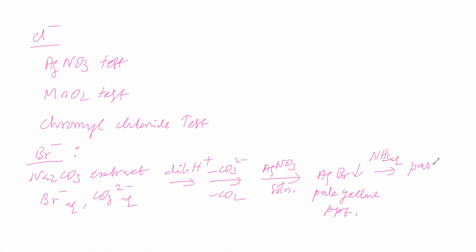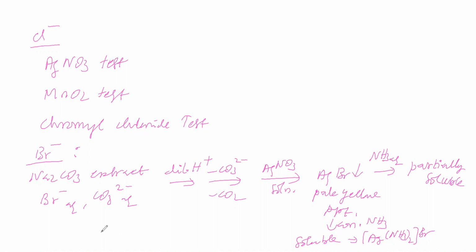AgBr dissolves partially. If we add concentrated ammonia, AgBr dissolves completely due to formation of complex. The complex is Ag(NH3)2Br. It is a soluble complex. See that AgBr is partially soluble in aqueous ammonia, but AgBr is soluble completely in concentrated ammonia. The solubility is due to formation of complex. Complex is Ag(NH3)2Br.